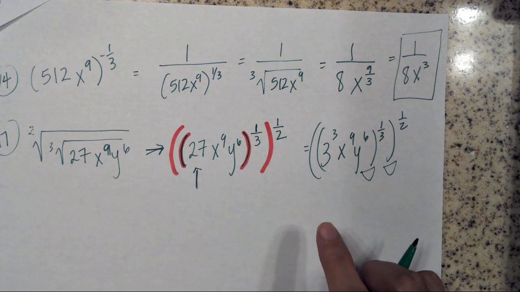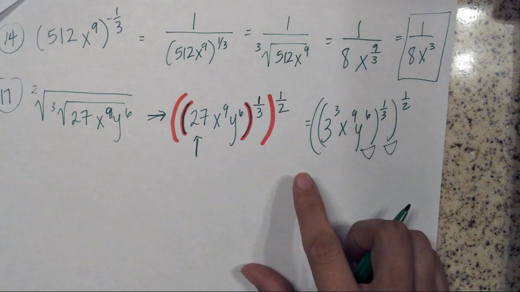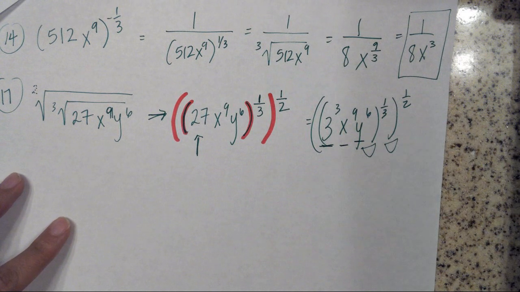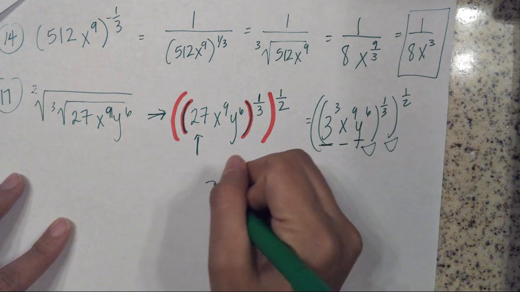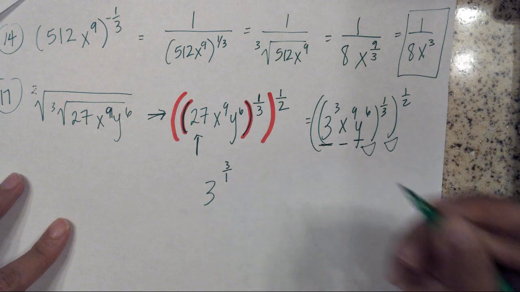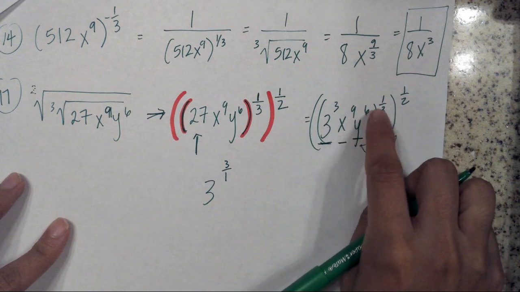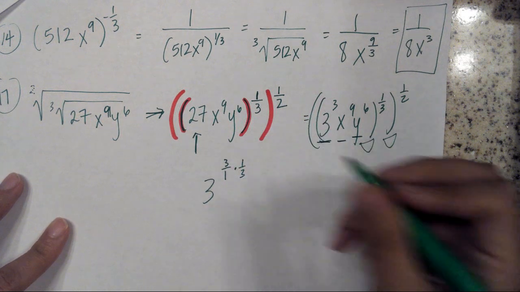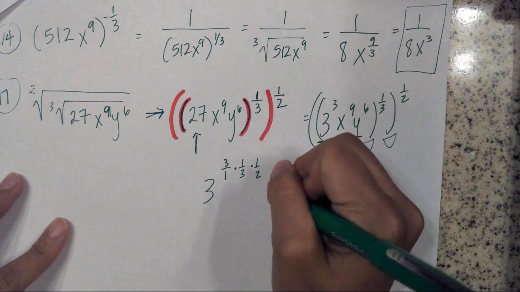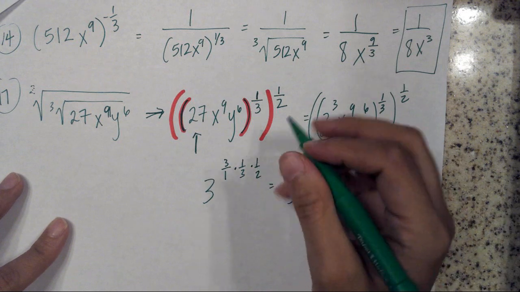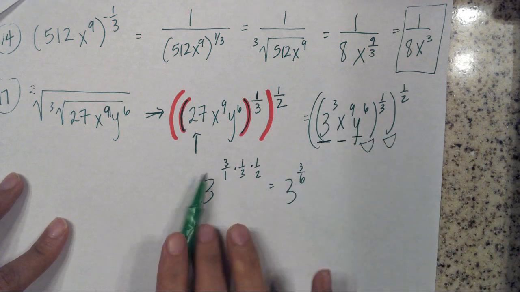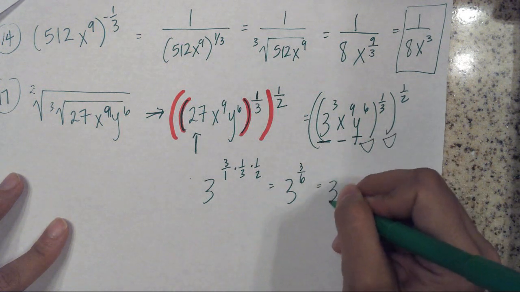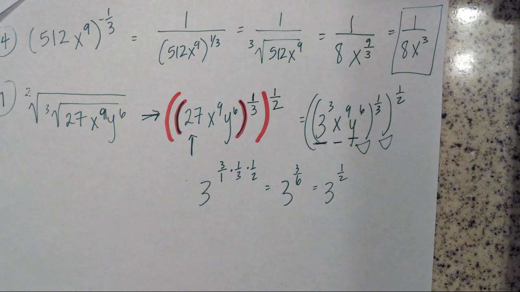So I'm going to multiply. First, there are 3 different terms: I have the 3, the x, and the y. So let's do the 3 term. I have 3 over 1, right? And when we have the staggering exponents, you multiply, so times 1/3 times 1/2. You end up getting 3 over 6, because 3 times 1 times 1 is 3, and 1 times 3 times 2 is 6, which is 3 to the 1/2 power.